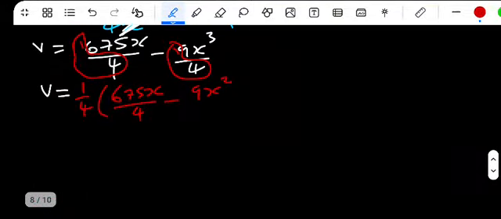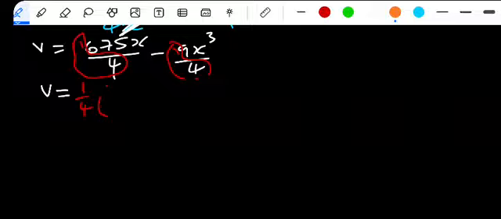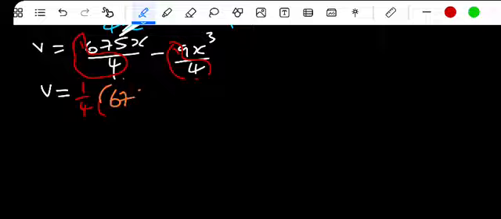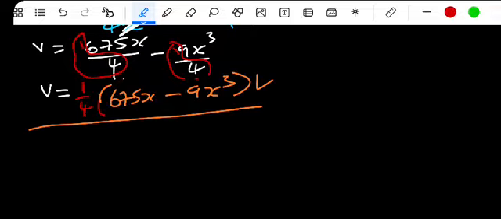X cubed, alright. So x cubed, it's true. X cubed divided by, we have already taken 4. What I'm doing here, we take out the common factor of 1 over 4. I left it 6. We will be left with 675x minus 9x cubed. So we have proven that there.